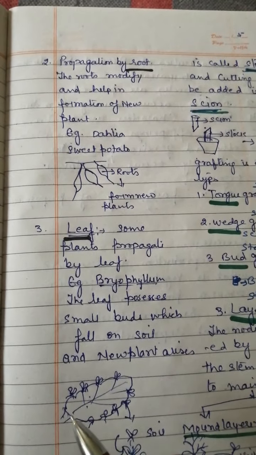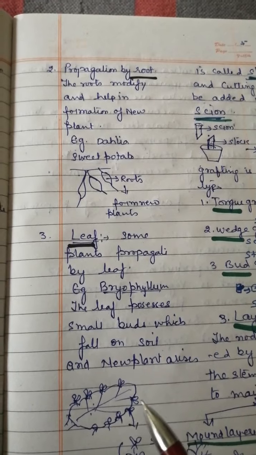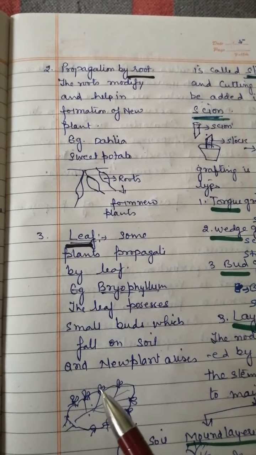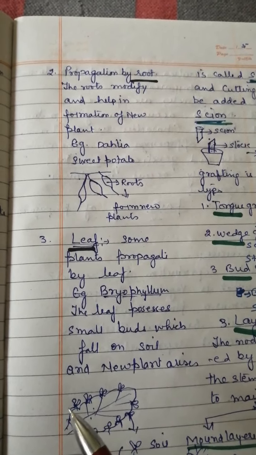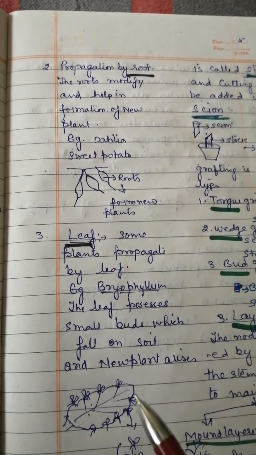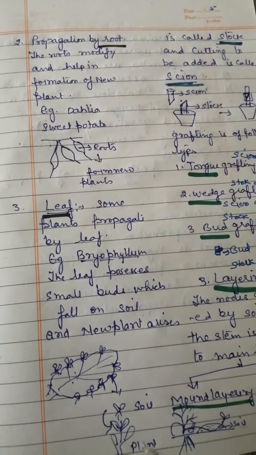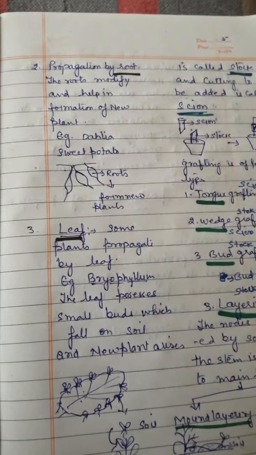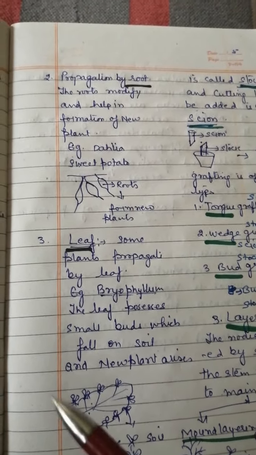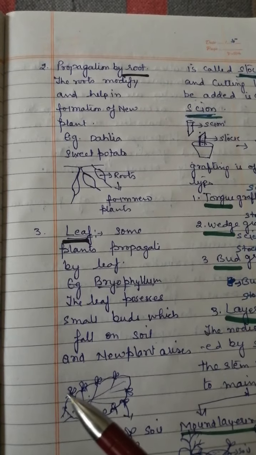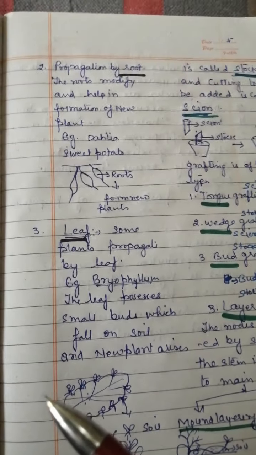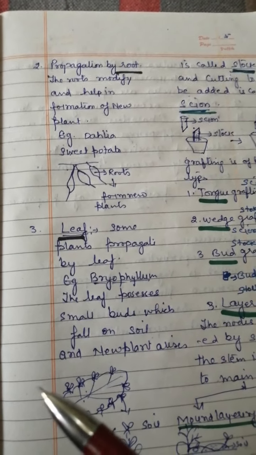Like you can see in the diagram, the notches of the bryophyllum leaf have small plantlets, actually we can say. Now these plantlets or buds, when they fall on ground or soil, give rise to a new plant. Now this is about the vegetative propagation by natural method which plants actually adopt.